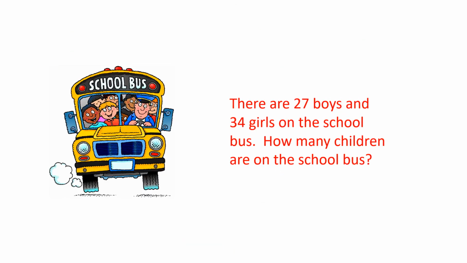So for your final task today, select one of the strategies that we reviewed today and solve this problem. Make sure you work it out on paper and show your thinking on your paper next to you. This is the question for your exit ticket. There are 27 boys and 34 girls on the school bus. How many children are on the school bus? After this video, go to the next slide to submit your answer.